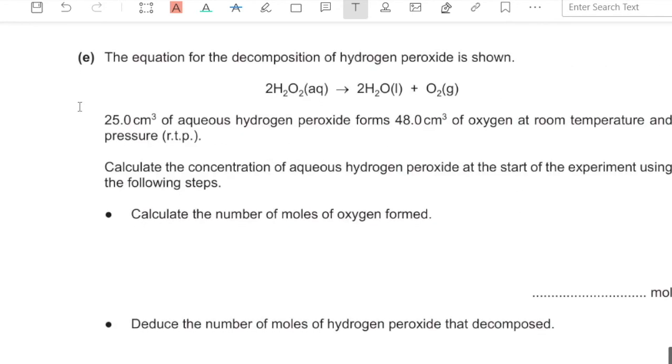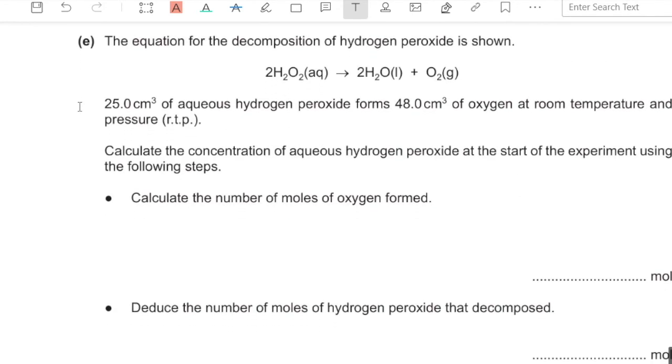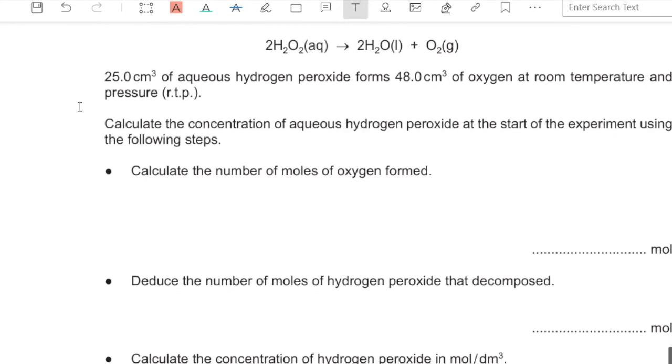The equation for the decomposition of hydrogen peroxide is shown. 25 cm³ of aqueous hydrogen peroxide forms 48 cm³ of oxygen at room temperature and pressure. Calculate the concentration of aqueous hydrogen peroxide at the start of the experiment using the following steps. Right, so now we'll start with calculating the number of moles of oxygen formed.